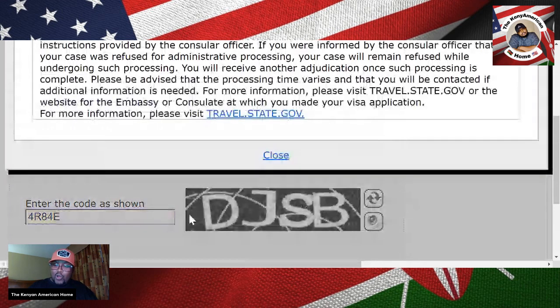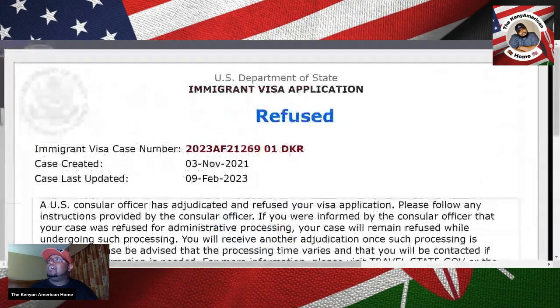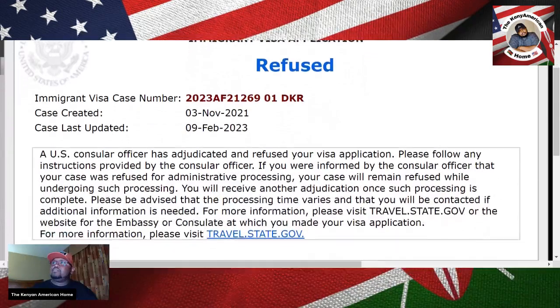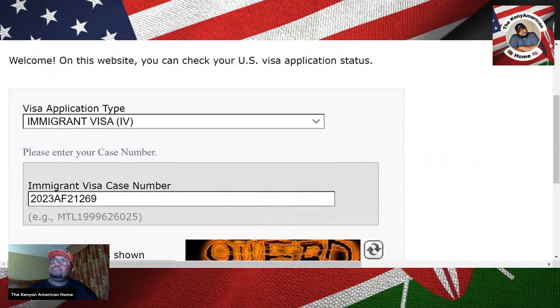Uh-oh. Sierra Leone. Oh, yeah. We have West Africa. Dakar, Senegal. Yep. So this is an administrative processing case 21,269 AF. Remember the AF signs, AF here represent the region.